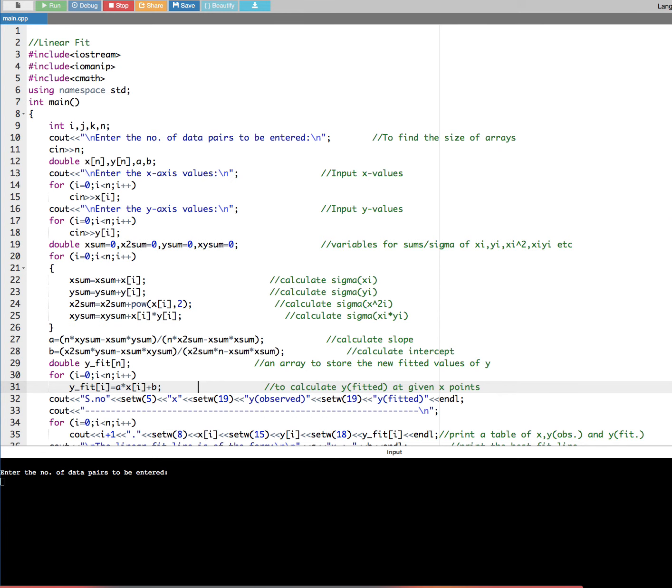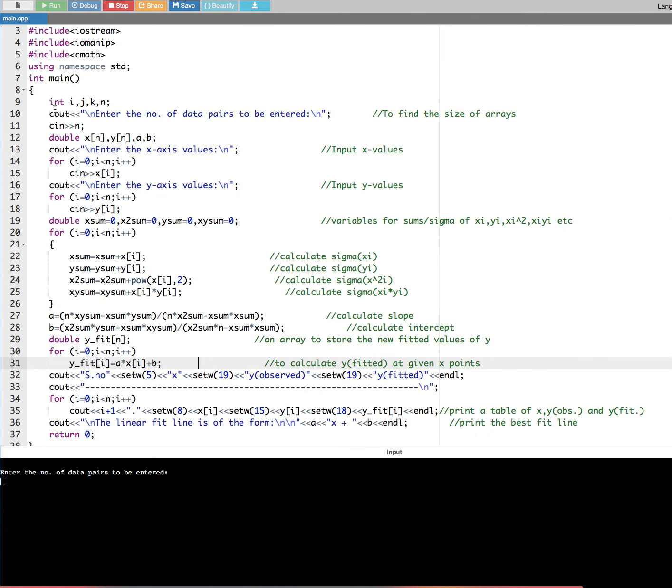Now here, that's what we are doing. First we introduce the i, j, k variables, and after that we ask the user to enter the number of data points to be entered. For example, if the user enters 4, that's going to be stored here. This array is going to have this 4, which means we are going to have 4 indices.